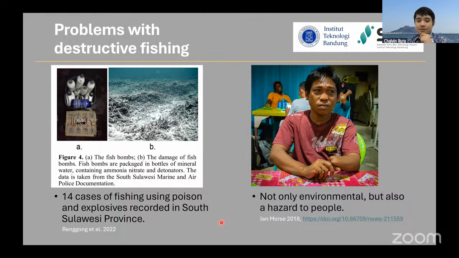I was conflicted whether I wanted to show this picture, but it is taken from an article in Mongabay. The person took a picture of one of the fishermen who uses destructive fishing, and you can see his left hand is not there anymore. It's because the bomb detonated before it reached the water, so it detonated near his hand. So it's a very hazardous practice.